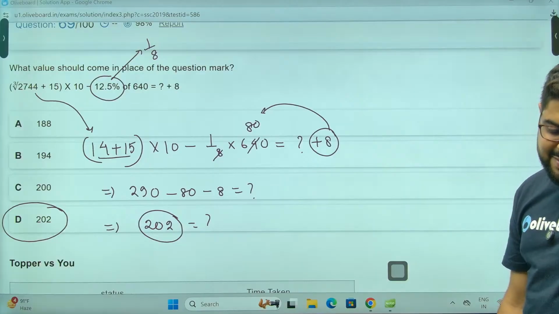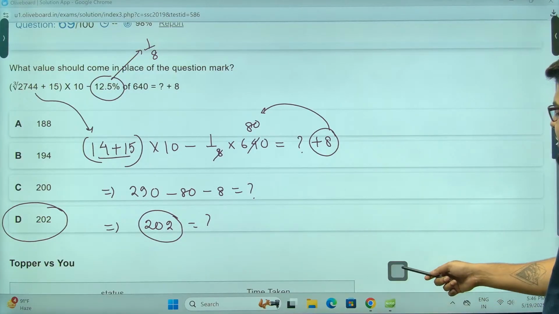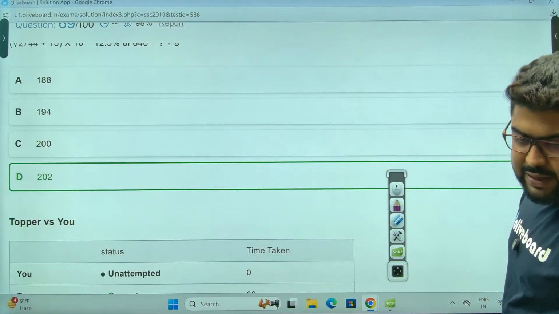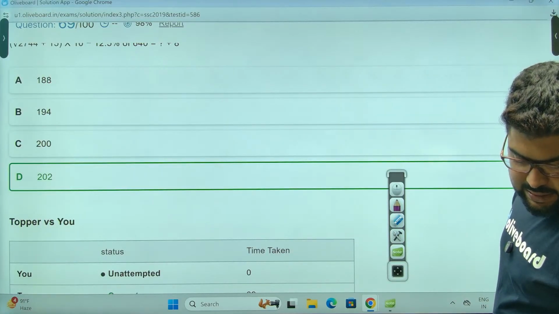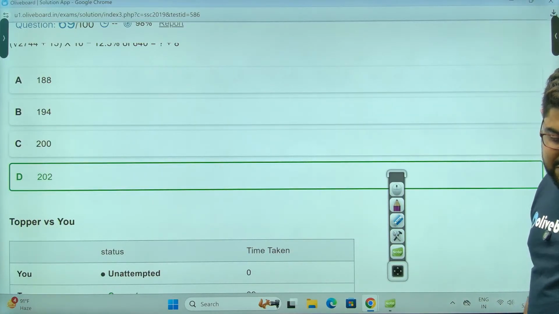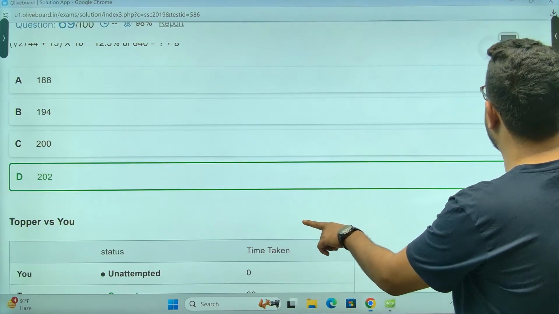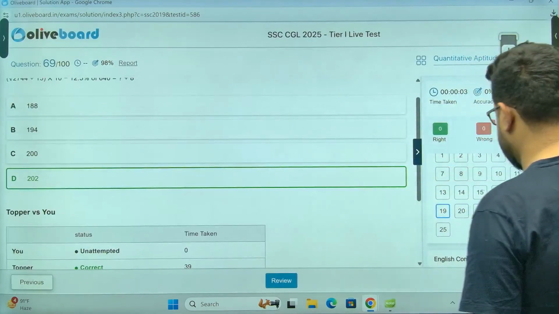Raghu Chon. Arey, badhiya. Perfect. Your answer is correct, brother. Your answer is absolutely correct. Chalo, chalo, chalo. Chalo, sir. Next one, sir.